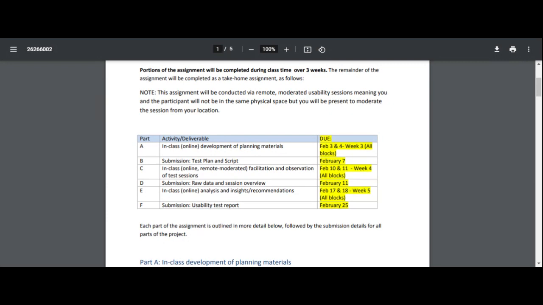In all cases, I will send an announcement, but come to class on Wednesday. And most likely, the date for submitting the final test plan and the script will need to be Thursday midnight next week. But we're going to have Wednesday and Thursday together. Does that sound good?